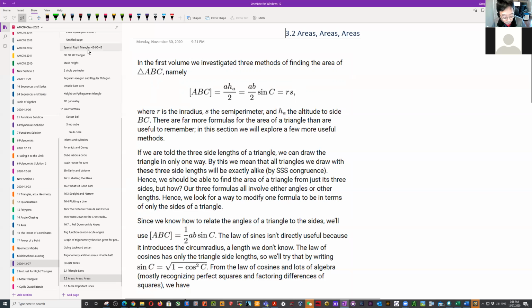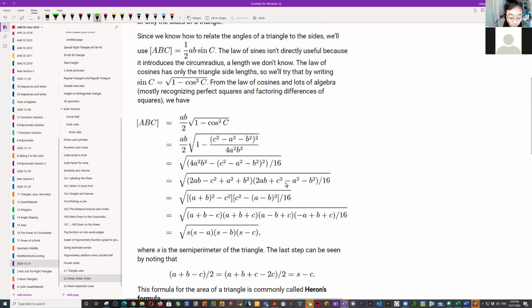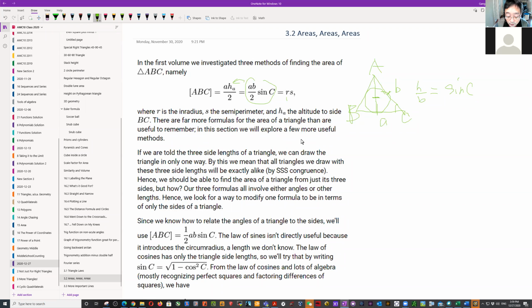If we draw this, this is side a, which is BC, and this is the angle C, and the height over b is basically sine C. So a multiplied by b multiplied by sine C, divided by 2, is equivalent. Then the area is equal to r, the inradius of the circle, multiplied by its semiperimeter. So this is the normal formula we got.